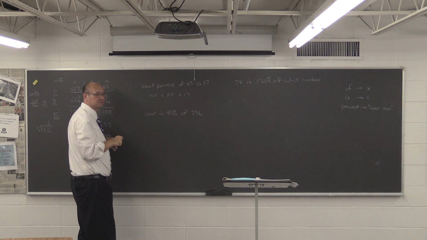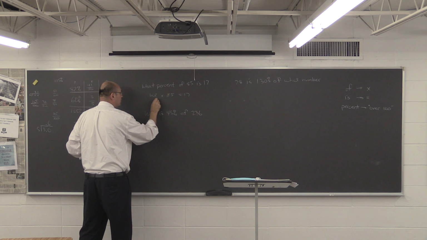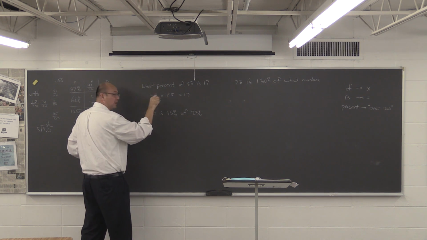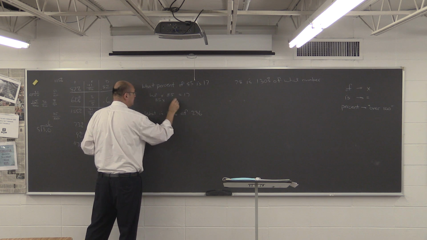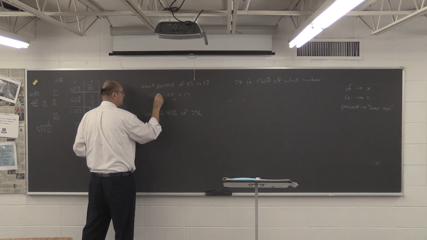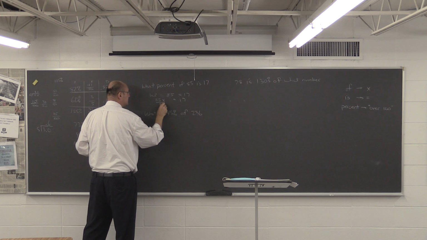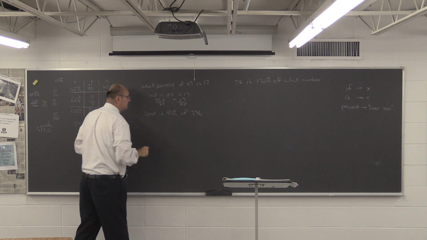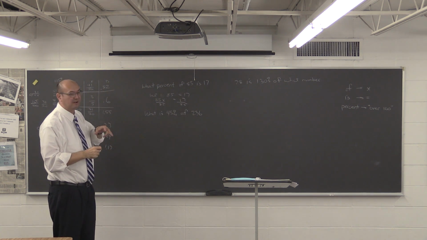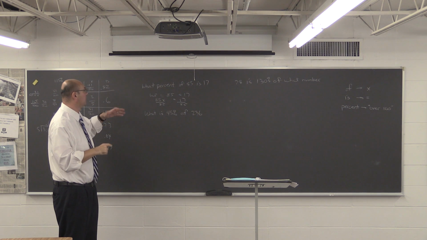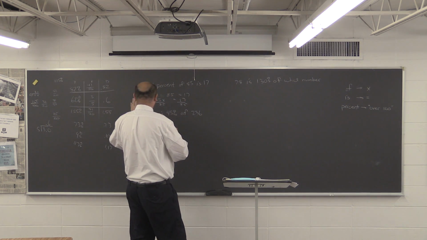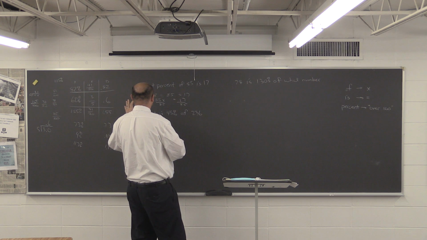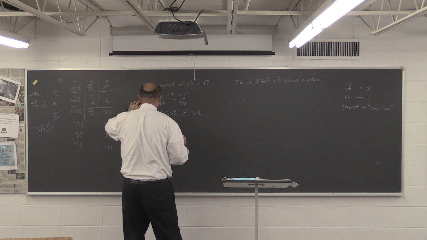Now we're going to rewrite it so it looks a little bit more professional. 85 WP, and even though it's two letters, let's just make it X, the unknown. This should be a dot, so you're not confused. Equals 17, divide both sides by 85. And we get 17 over 85, is what percent of 85 is 17. Oh, I did that wrong, sorry.